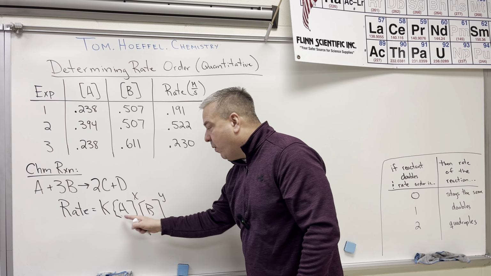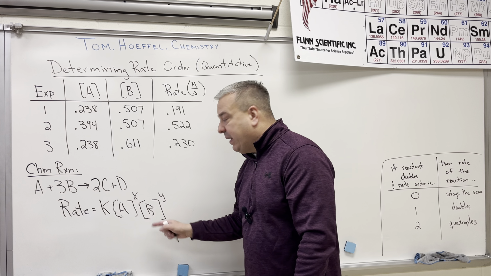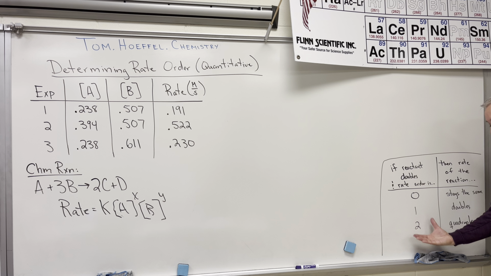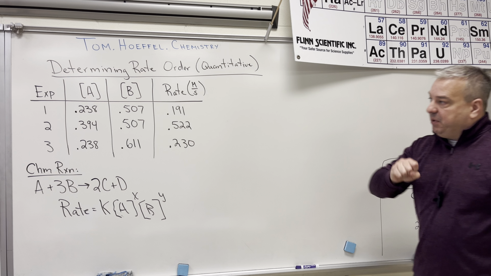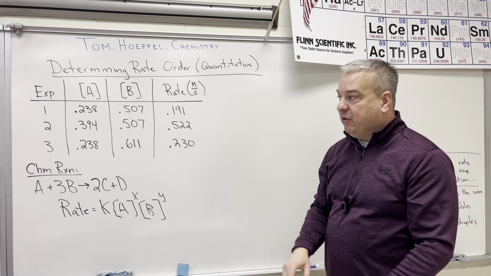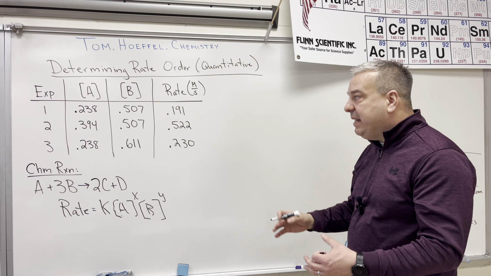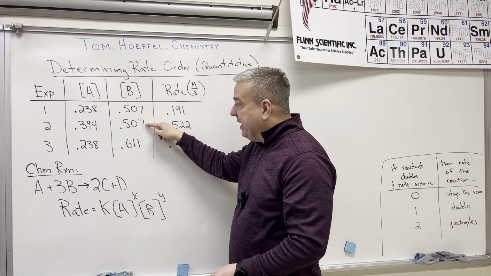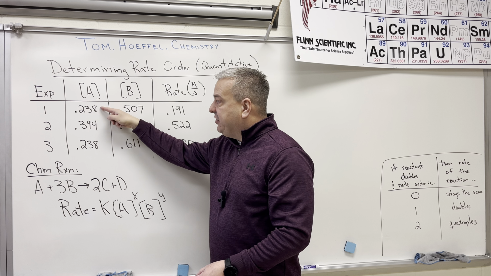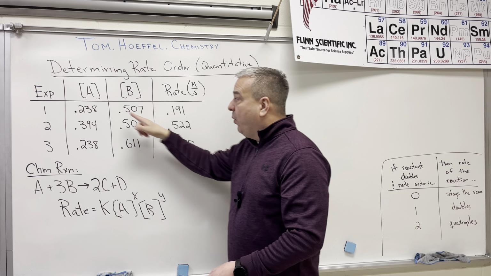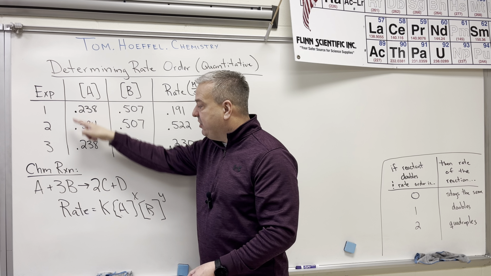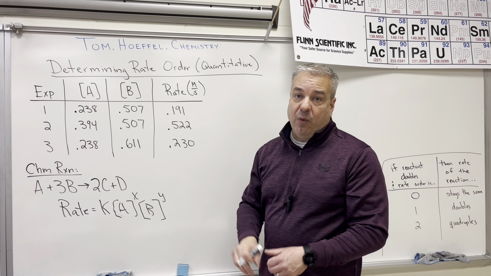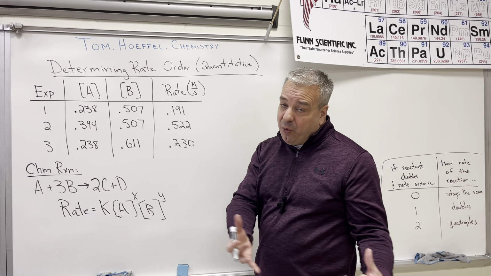X is the rate order on A, and Y is the rate order on B, and that's what we're trying to figure out. Just like yesterday, but since these numbers are more challenging, we have to do it quantitatively. We need to find two experiments where one thing stays constant, like B is constant here, and A is changing, and the reaction rate changes. The concentration change on A and the resulting reaction rate will determine what X is equal to. It's probably going to be 0, 1, or 2.